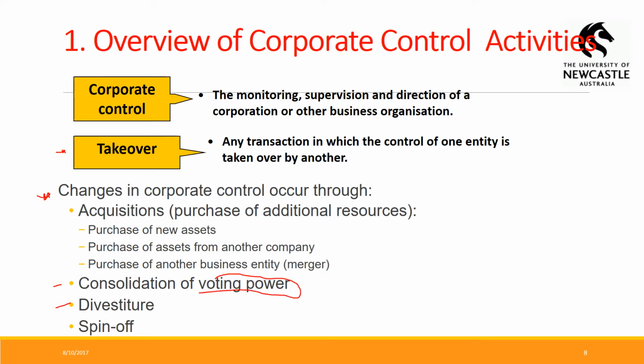Divestitures are the opposite of acquisitions. This is when a company sells some of its existing business. Spin-off is also quite similar to divestitures in the sense that a big company sells off some of its business lines.